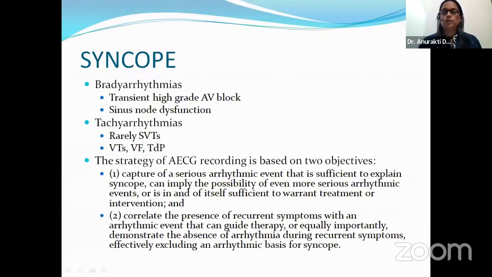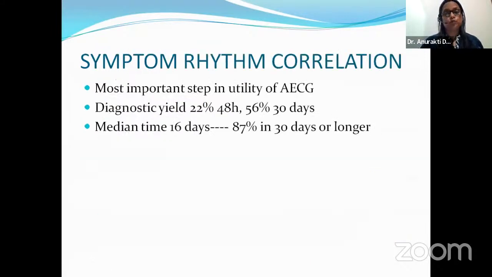So now we know that in syncope we have to either find a rhythm which is responsible for the syncope, or exclude it because there was no arrhythmia at the time the patient had syncope. So symptom-rhythm correlation is the most important thing, and the diagnostic yield is better if you monitor for a longer time. They saw about 87% yield with about 2 weeks of Holter monitoring. But yes, it's not possible in real time. So usually we do 24 to 48 hours, but the yield is only 22% in that. So we should keep in mind that we should not exclude everything if the Holter is normal, because the diagnostic yield itself is very low.